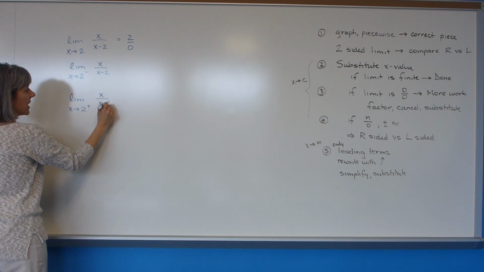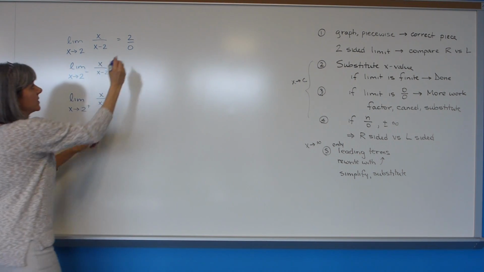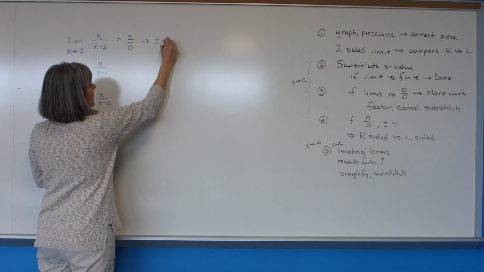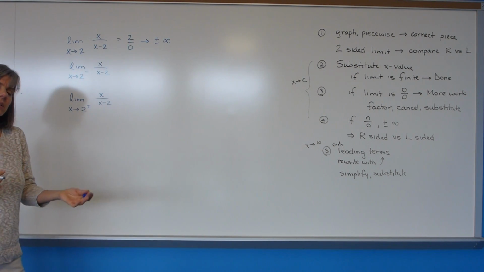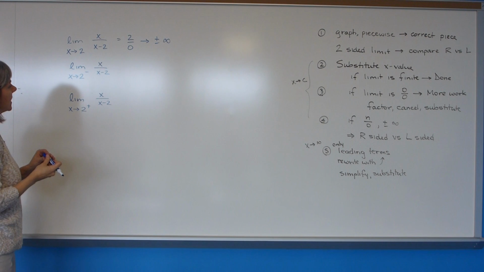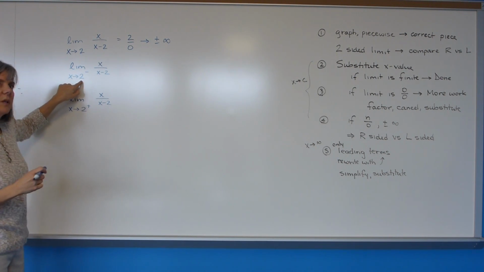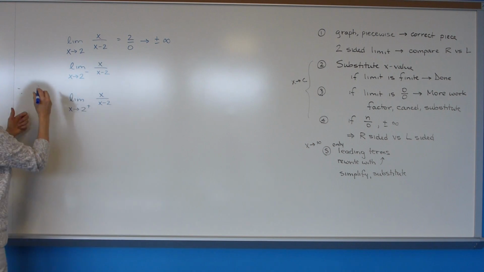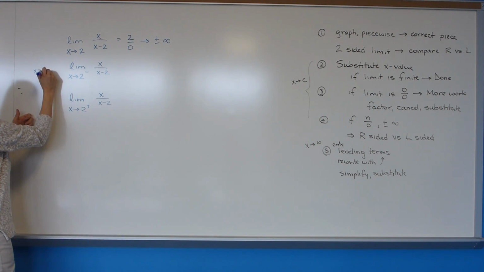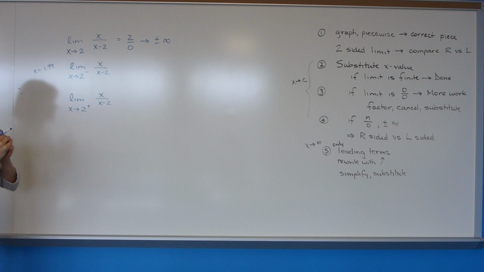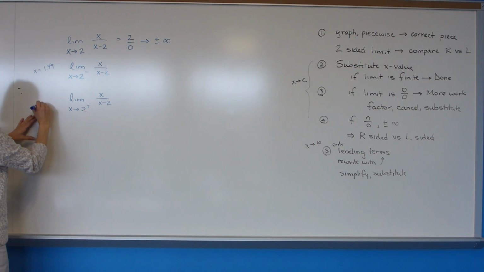Now, what do I know? I know that this is going to be plus or minus infinity. I already know it's an infinity. I really just need to know what the sign is. So in that case, I find the easiest thing to do here is to pick a number that's just below 2, just to the left of 2. So I'm going to say x equals 1.99. And over here, I'm going to pick something just a little bit bigger, 2.01.